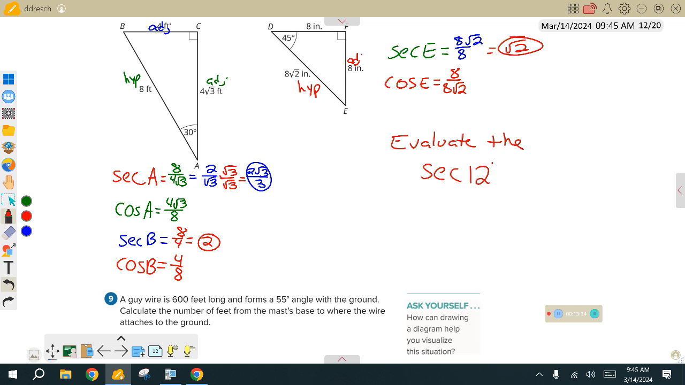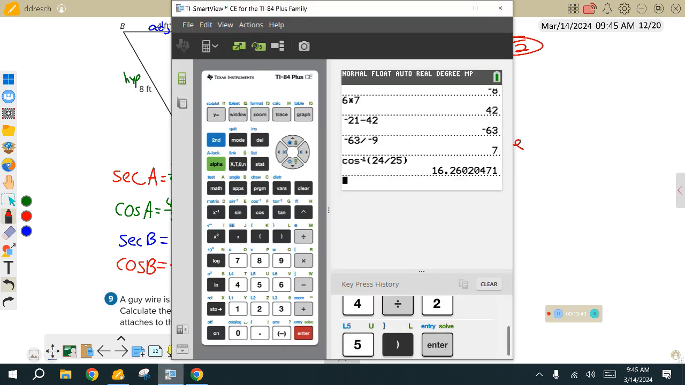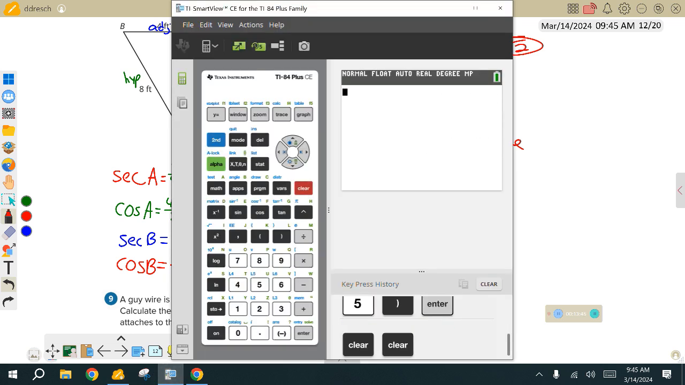Secant of 12. Can't do it in our calculator. So 1 over what? Cosine, right? And our calculator can do that one. We've seen that now the last couple of days. We got to do 1 over something. In this case, 1 over cosine.